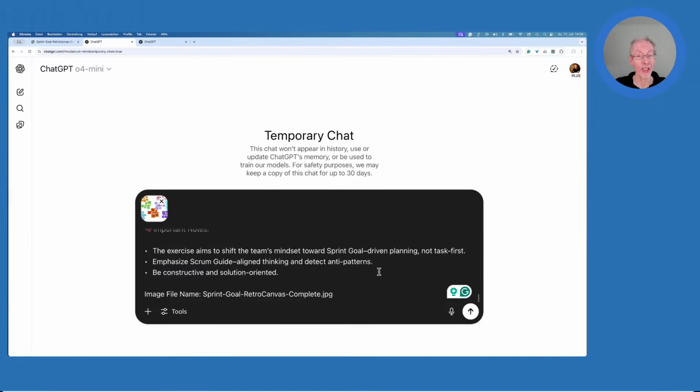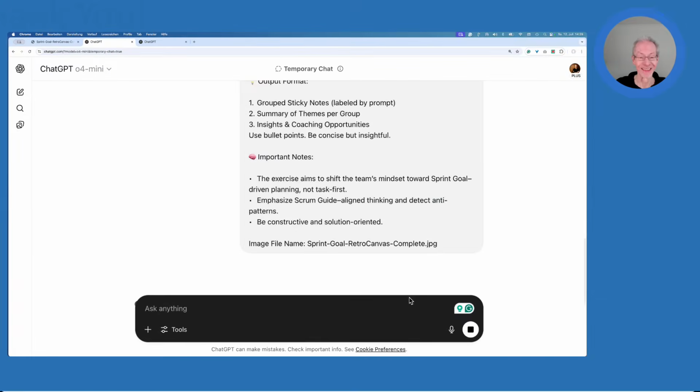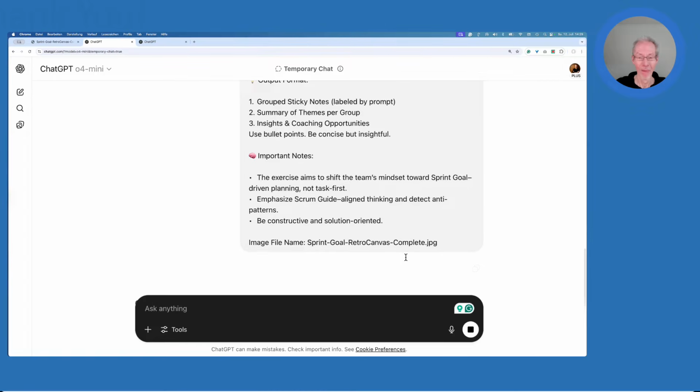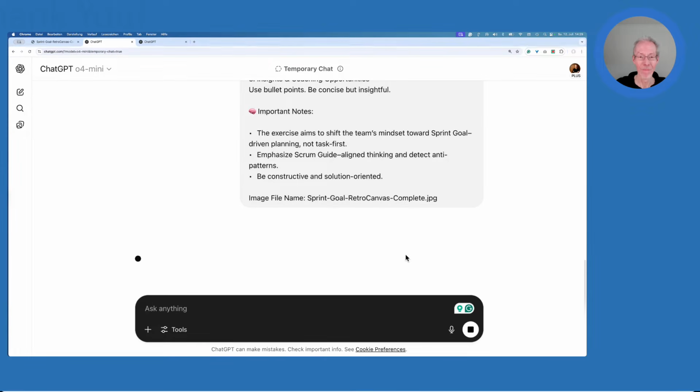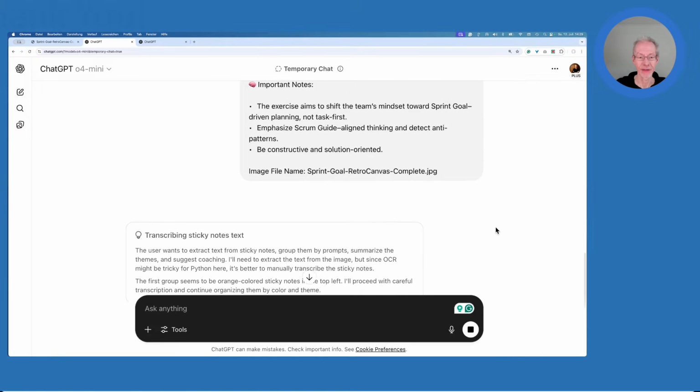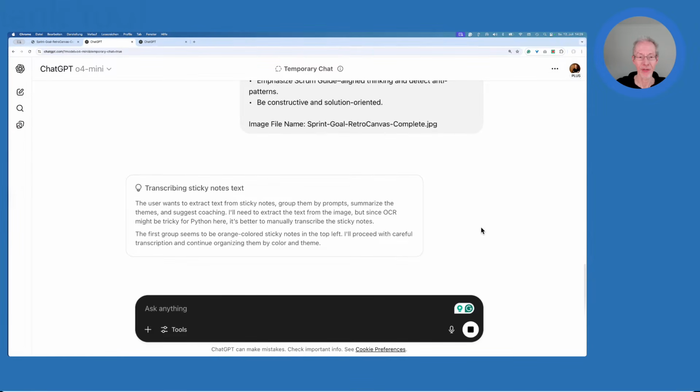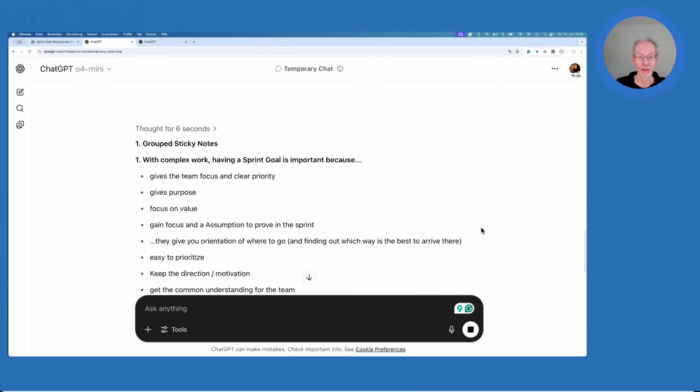10 minutes ago, it was working just fine. Let's hope for the best when I click the go button. So, thinking. This is good. Transcribing sticky note text. Yes, that would be awesome.